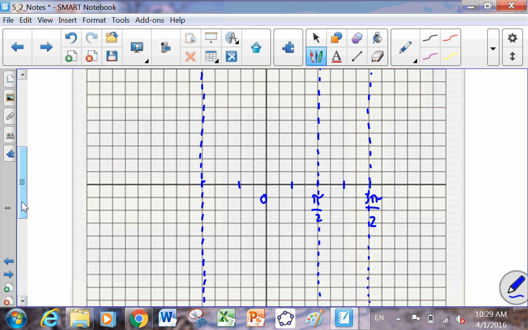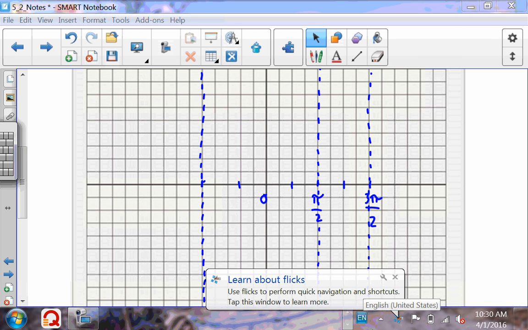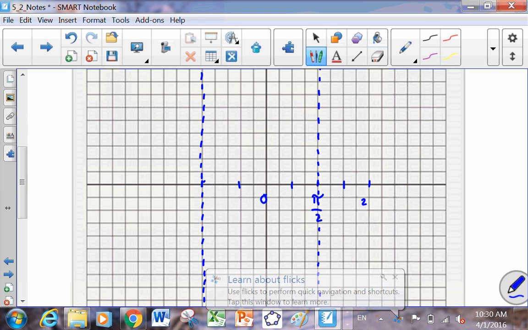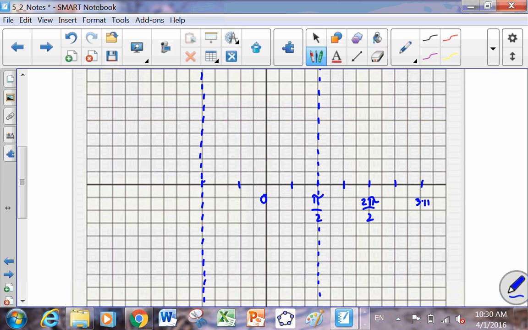Okay, 1, 2, 3, 4. Wait. Doesn't work, I think. What doesn't work? Look here, that's pi over 2. That's 2 pi over 2 here. So, yeah, sorry, this is 2 pi over 2. And that's 3 pi over 2. And you'll see why I did it like this.